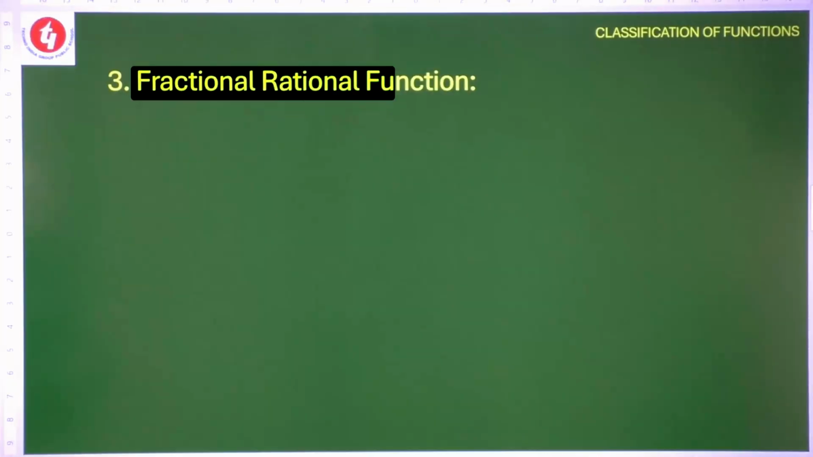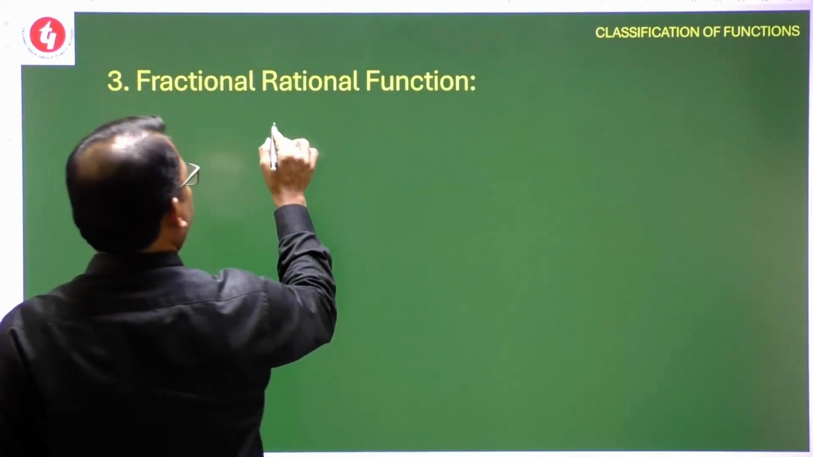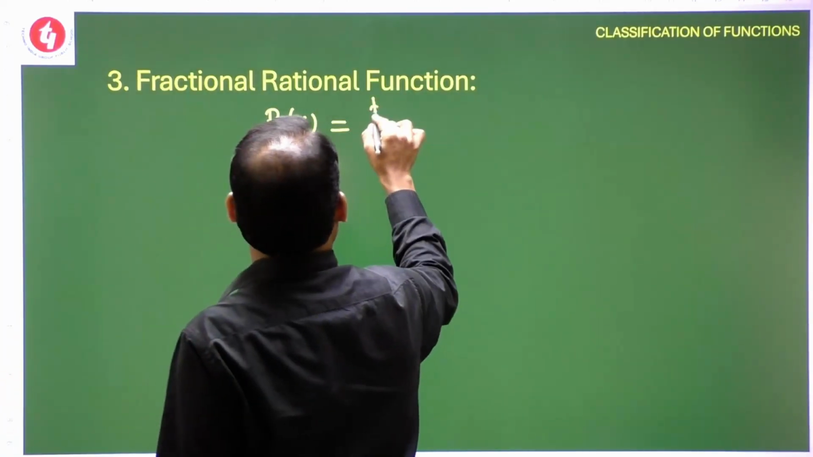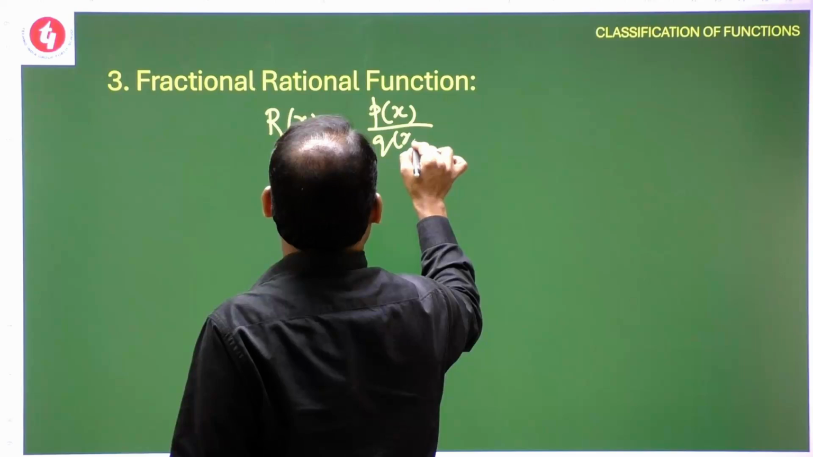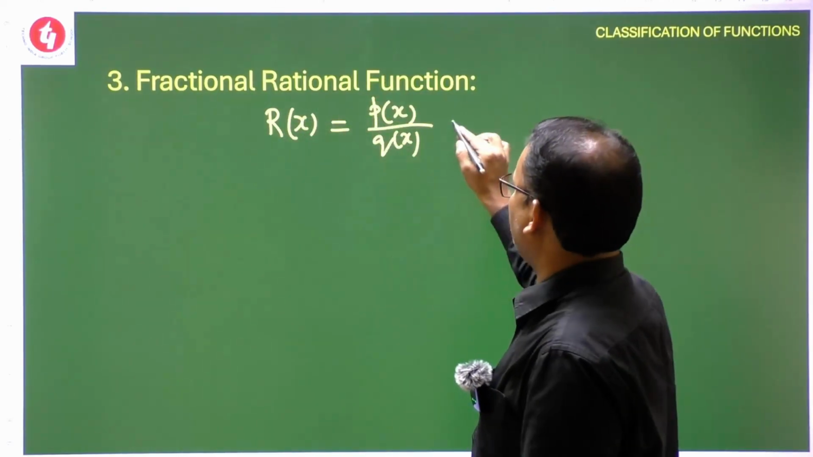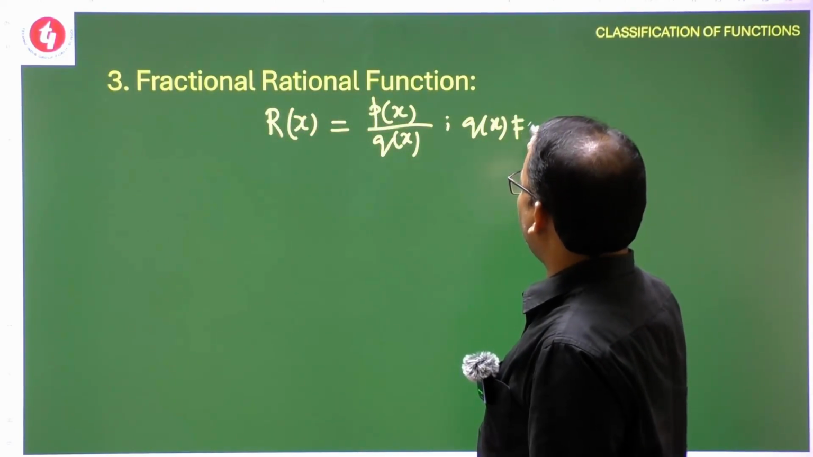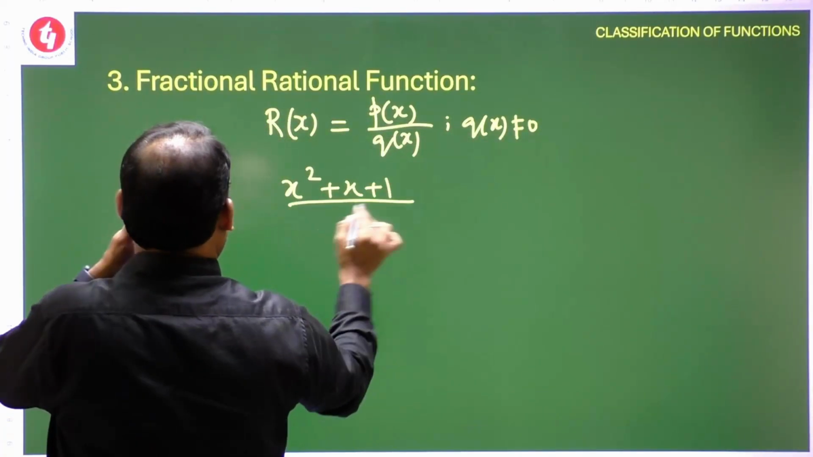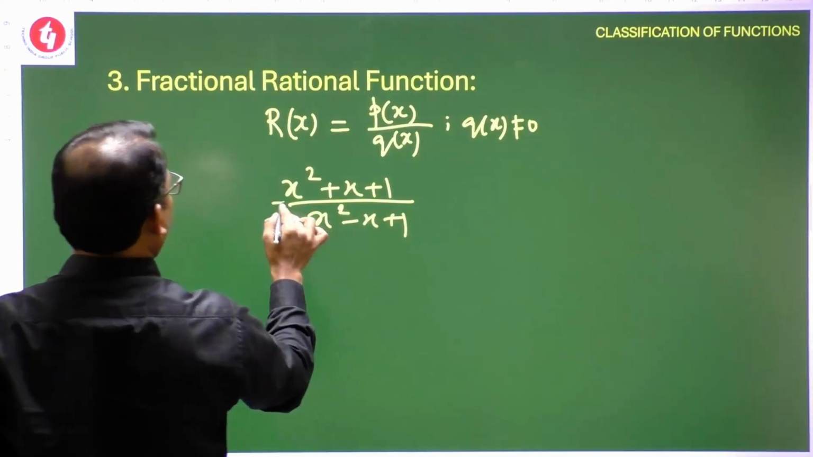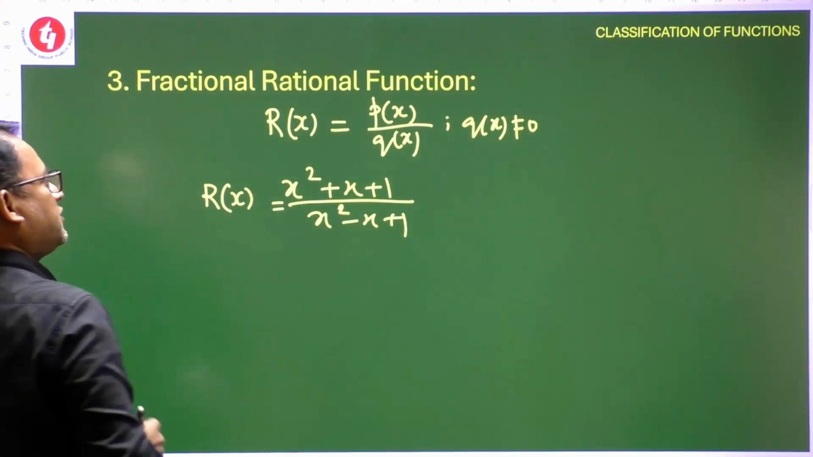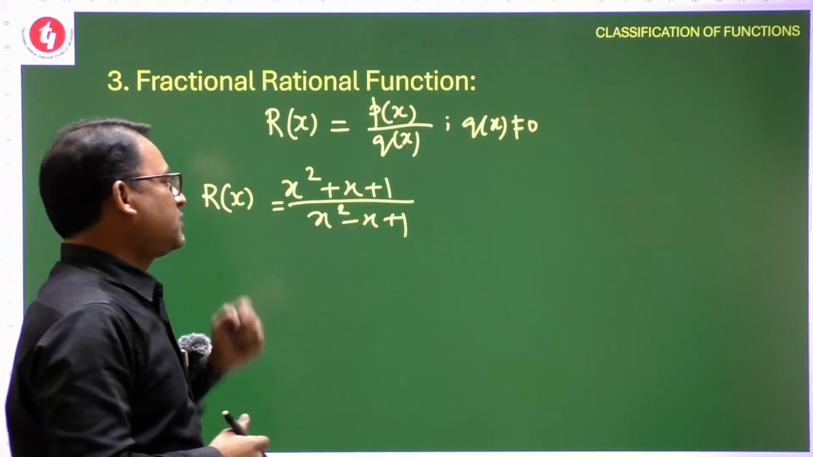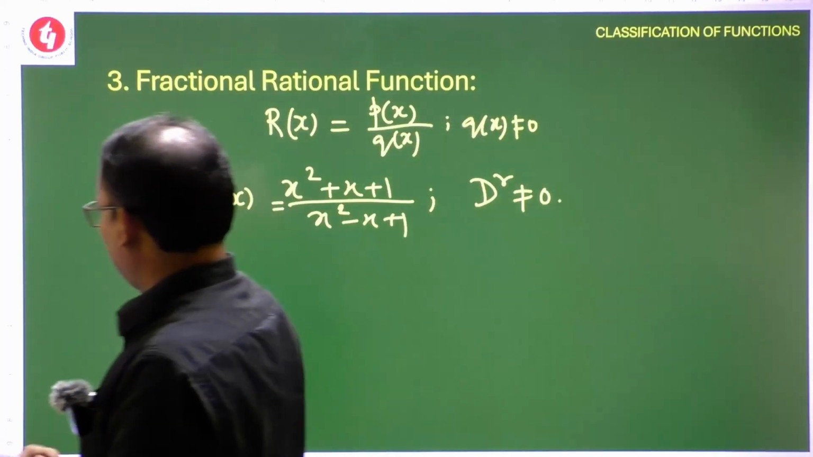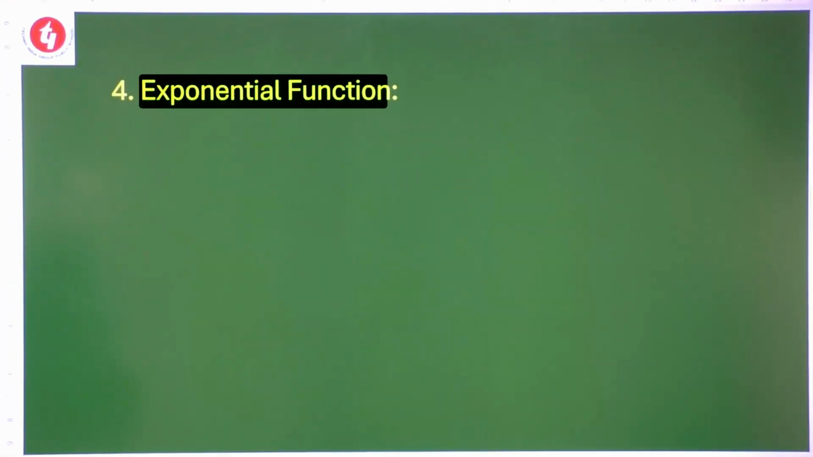Next is the fractional rational function. A rational function, denoted by r of x, is equal to some polynomial p(x) divided by some polynomial q(x), where the denominator polynomial should not be 0. Consider one example like x squared plus x plus 1 over x squared minus x plus 1. This is an example of a rational function. The domain is where the denominator is non-zero; the denominator cannot be 0. This is enough.